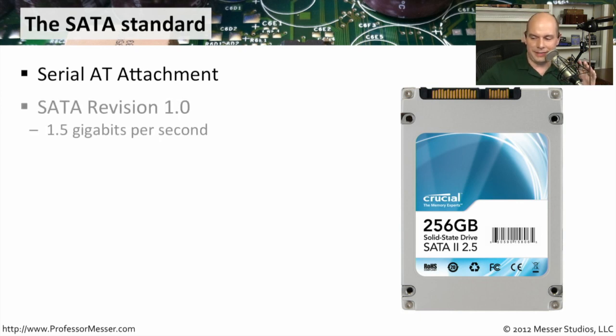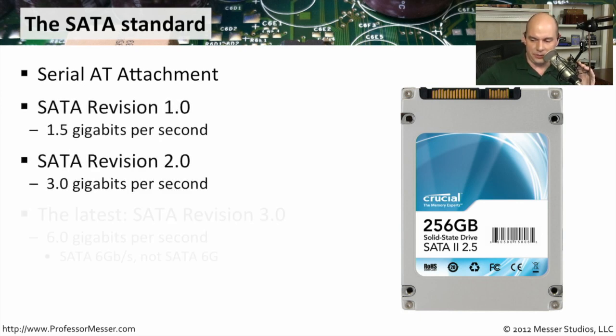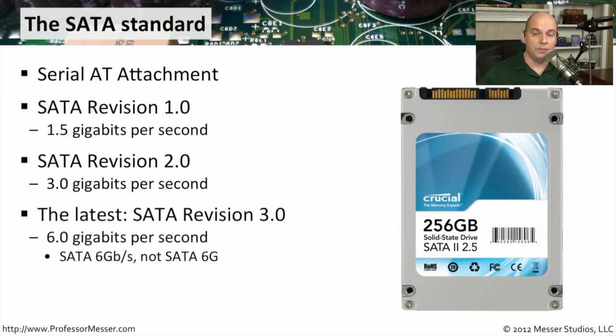So the serial AT attachment has three different standards. There's more coming, but currently there's SATA revision 1, revision 2, and revision 3. And you can see the latest, SATA revision 3, is 6 gig a second. That is 6 gigabits per second, not 6 gigabytes per second. It's 6 gigabits per second of total throughput. So there's another consideration to keep in mind.